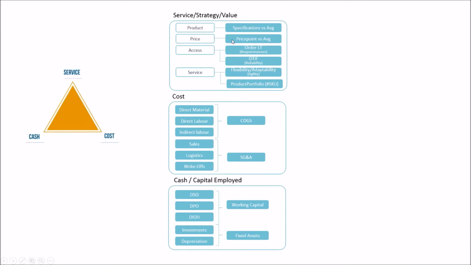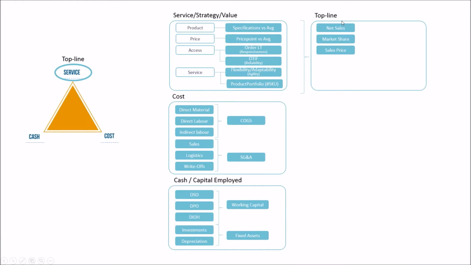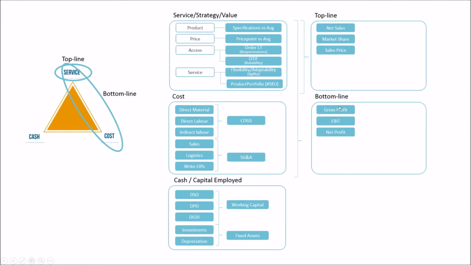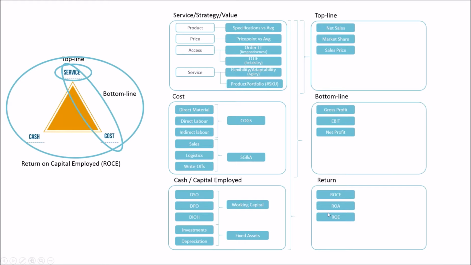So I know service is a driver for top line. If I combine top line and cost, I get something like the bottom line. That's a combined metric. If I look at the bottom line generated over the capital employed, then I get return types of metrics. So if you build a metrics dashboard, it's essential or crucial that you measure each of the individual sides of the triangle, and only then you look at the combined metrics. Top line, bottom line, return on capital employed.